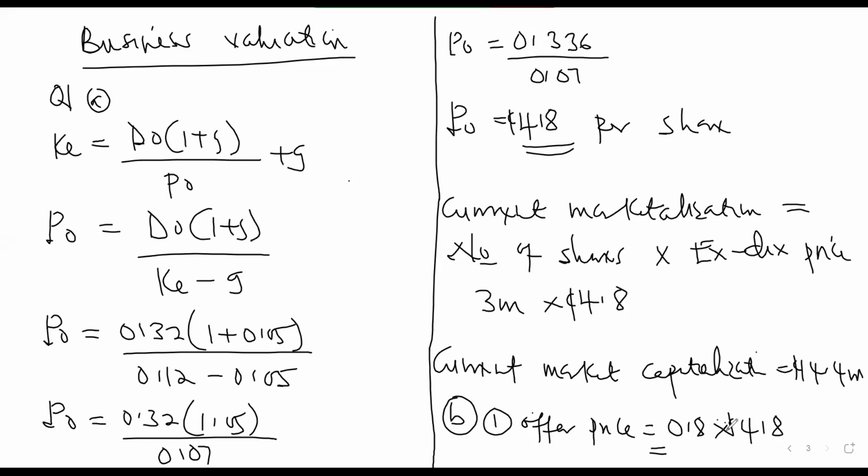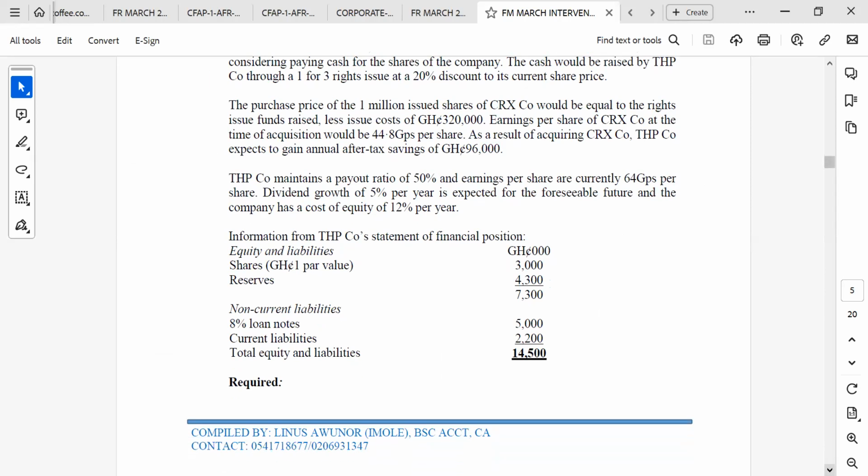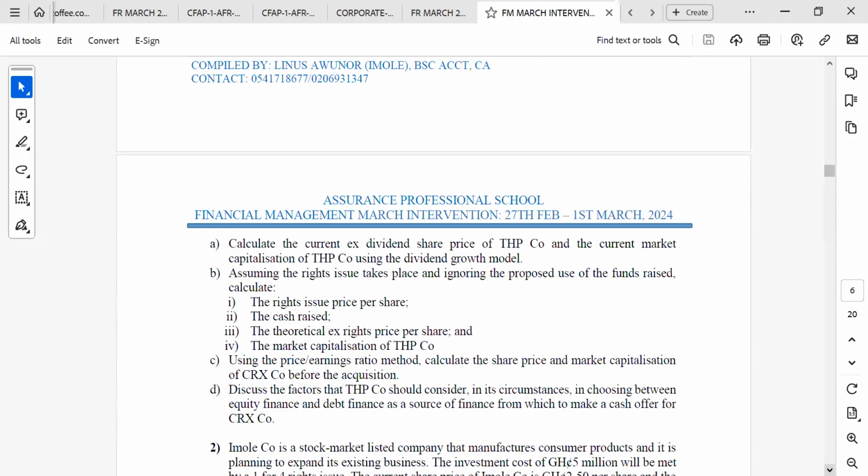So 0.8 times 4.8. That will give us 3.84. All right, so let's go to the next one. So you see, the thing there is the understanding of the question. Understanding of the question is also very important for whatever you are doing.